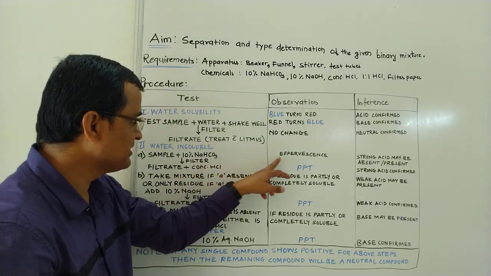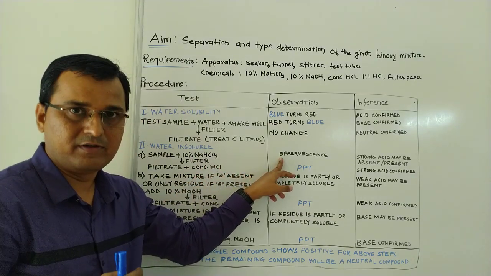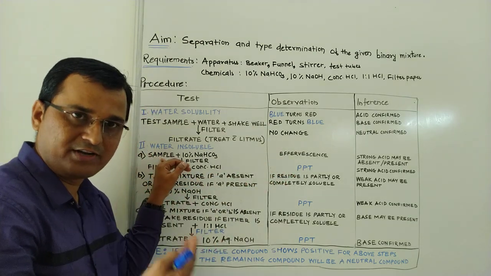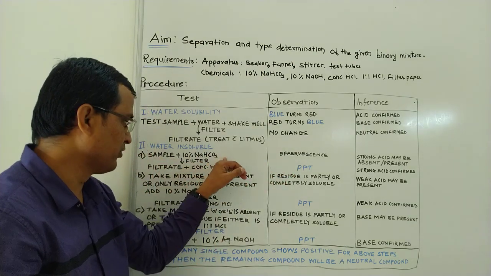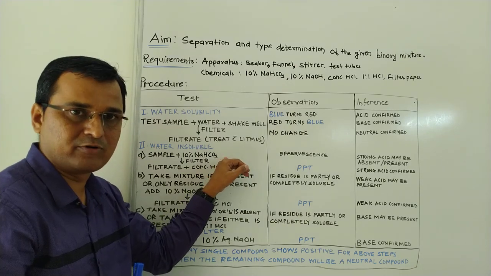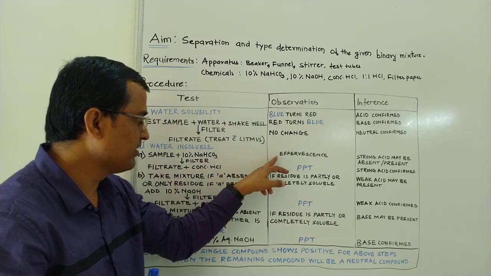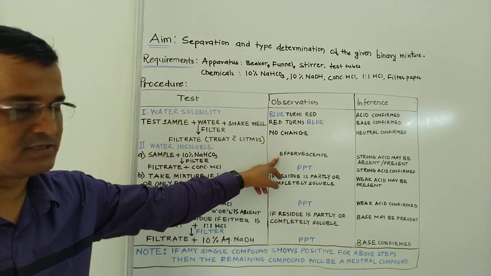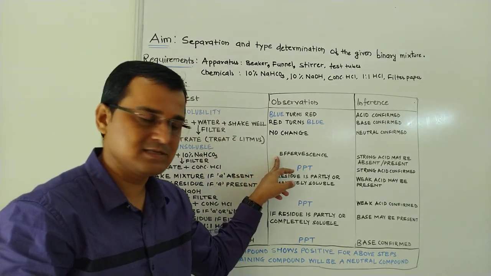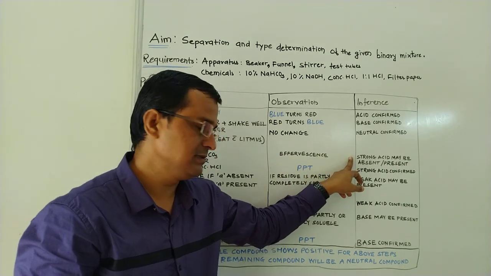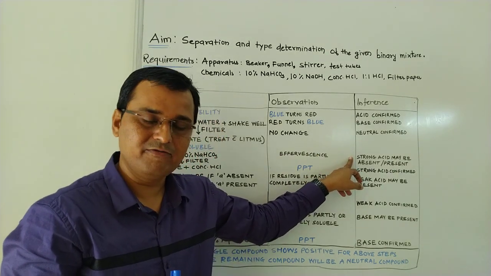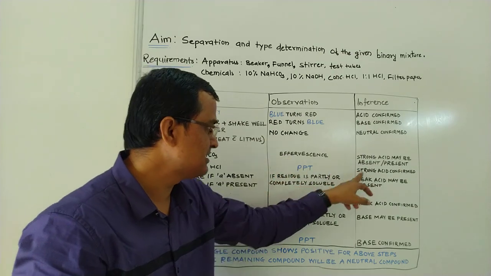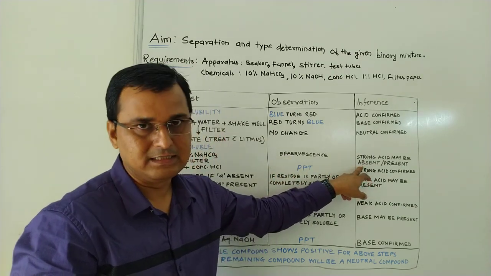If there is effervescence immediately when the sample is treated with or reacts with the 10% sodium bicarbonate, a strong gas is released. There may be effervescence or there may not be. If there is effervescence, then a strong acid may be present. If there is no effervescence, then a strong acid may be absent.